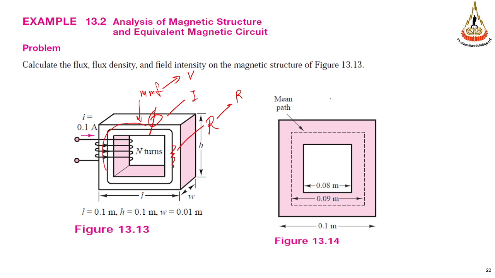which is similar to resistance in the electric circuit, right? So we can write down the relation: the magnetomotive force equals flux times the reluctance of the circuit. Okay, you remember this? And the reluctance depends on the permeability of the material and the cross-sectional area. The reluctance is L divided by permeability and the cross-sectional area, like this.